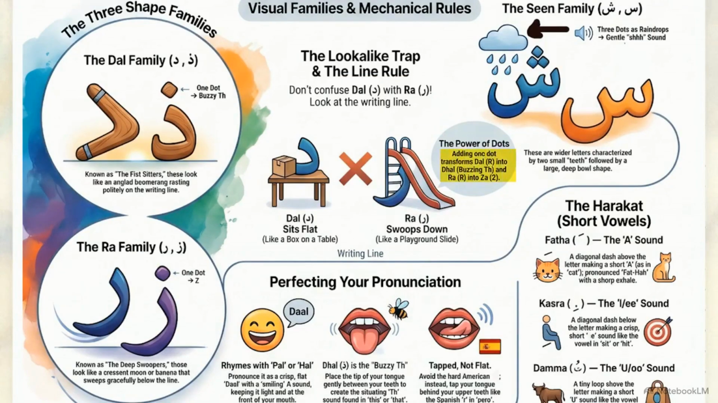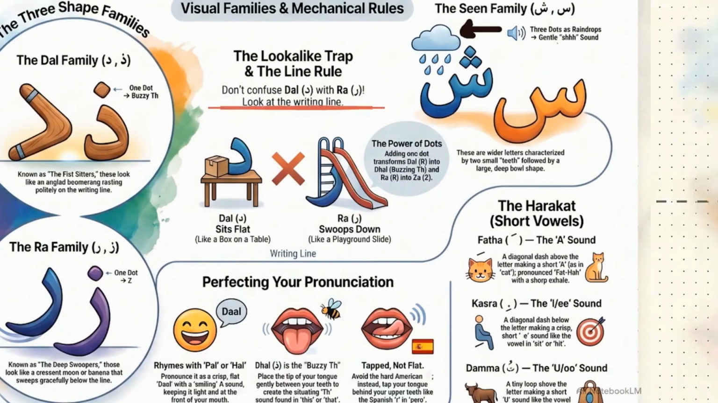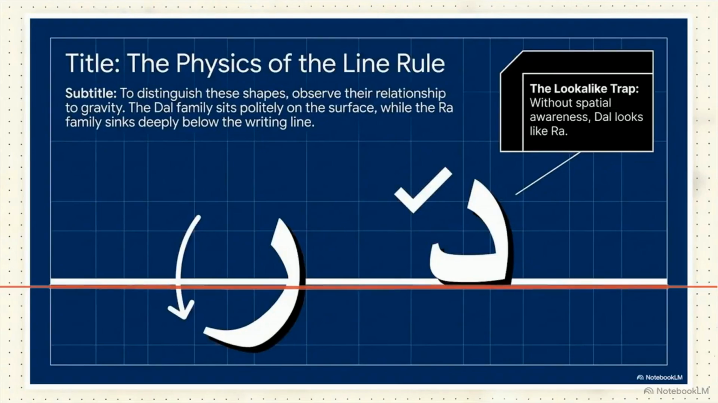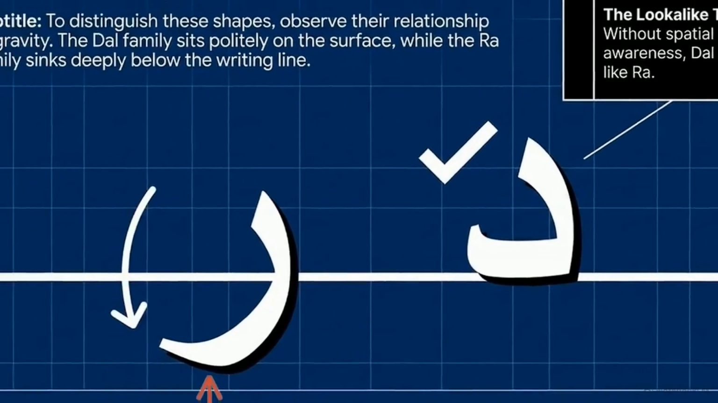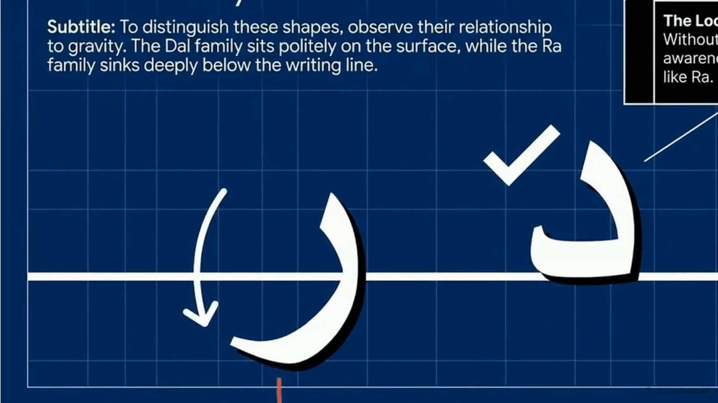Add a dot, and Dal becomes completely indistinguishable from Za. If you guess the shape wrong, you will mispronounce the word. This diagram of the line rule shows how each shape interacts with the writing line. The Dal family sits perfectly flat on the surface, like a box. The Ra family swoops deeply below it, like a playground slide. Dal sits flat, Ra swoops down.